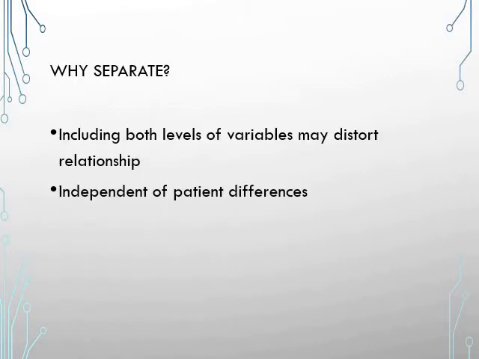Why separate? Including both levels of variables in one model may distort the relationship. For example, when group variables are correlated with individual level characteristics, individual characteristics may distort relationships among group-level variables. In terms of hospitals, they differ in the patients they care for, and a multi-level analysis is usually more accurate because it removes these differences.